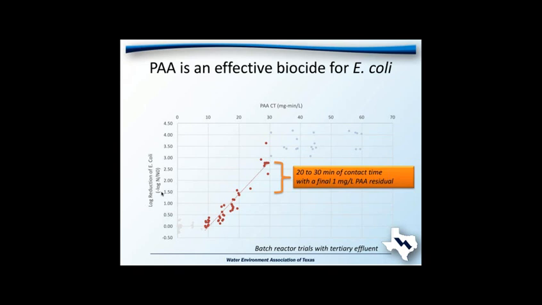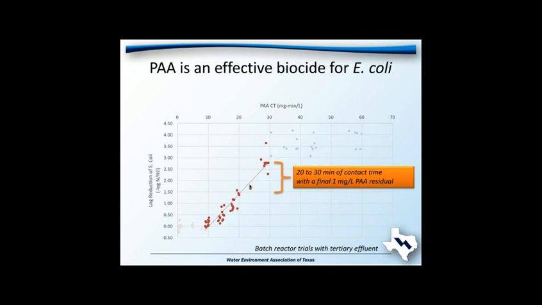This graph shows the effectiveness of PAA as a biocide for E. coli. On the x-axis here, we have the CT of PAA, which is the milligrams per liter times the minutes of contact time. And on the y-axis here, we have the log reduction of E. coli. And you'll see a nice linear relationship between the increase in CT for PAA and the reduction of E. coli. And typically, we're looking at a goal of about 2 log reduction of E. coli to meet some of the regulations.